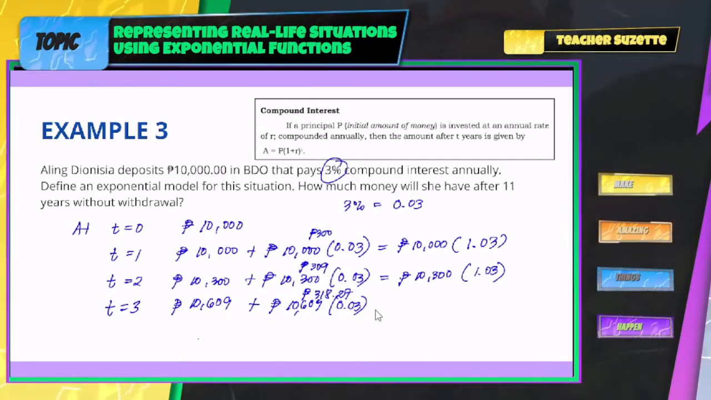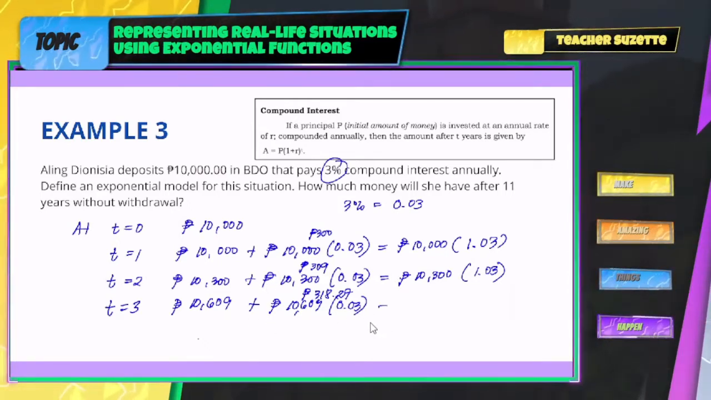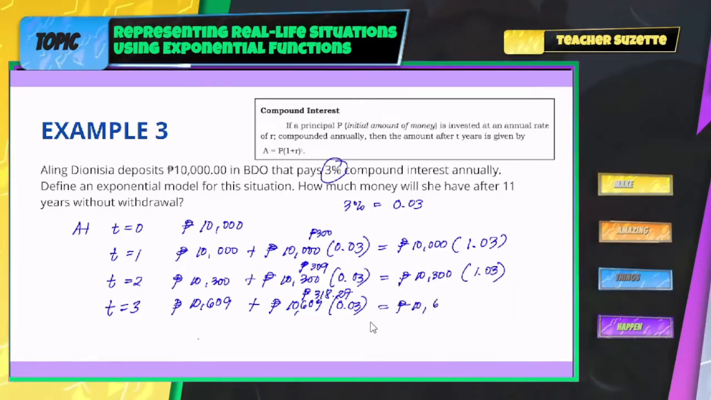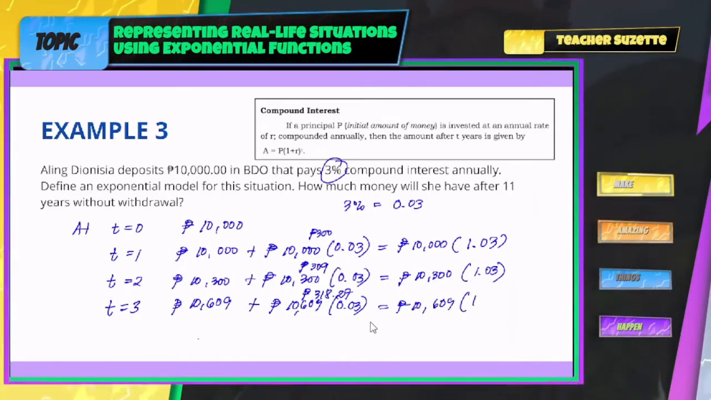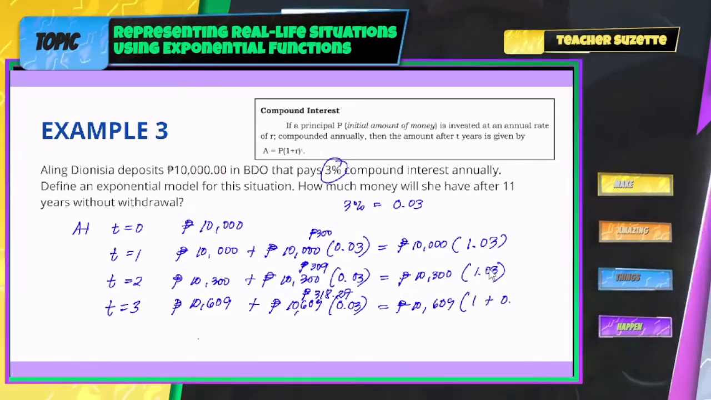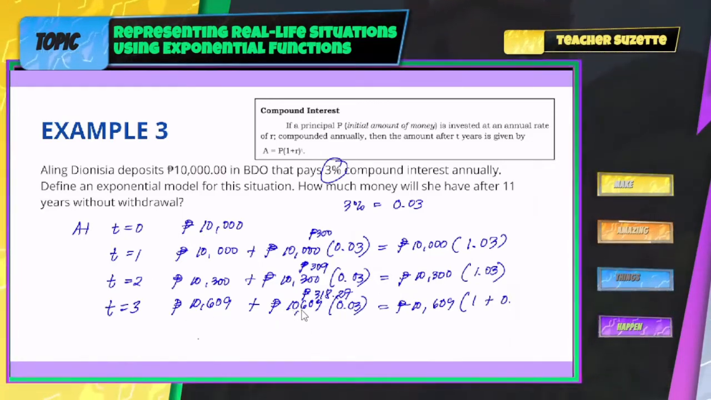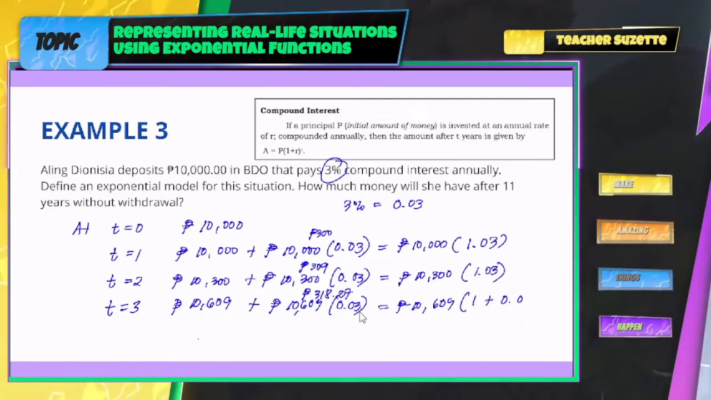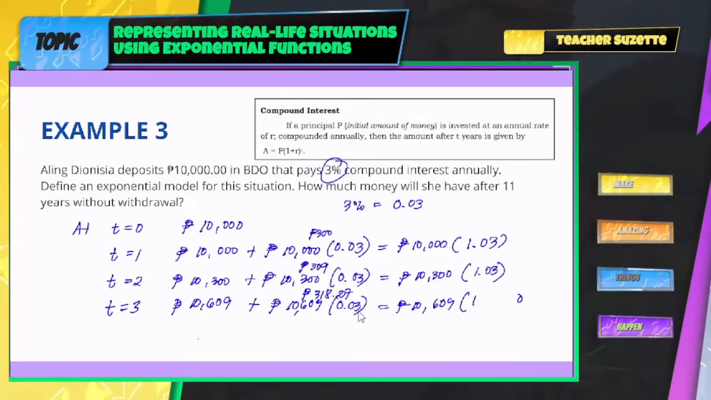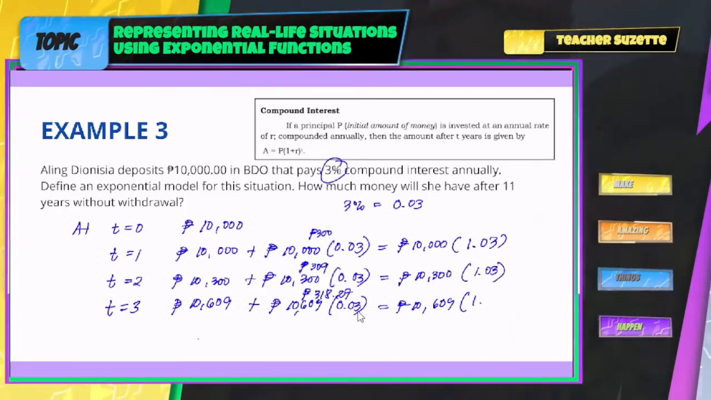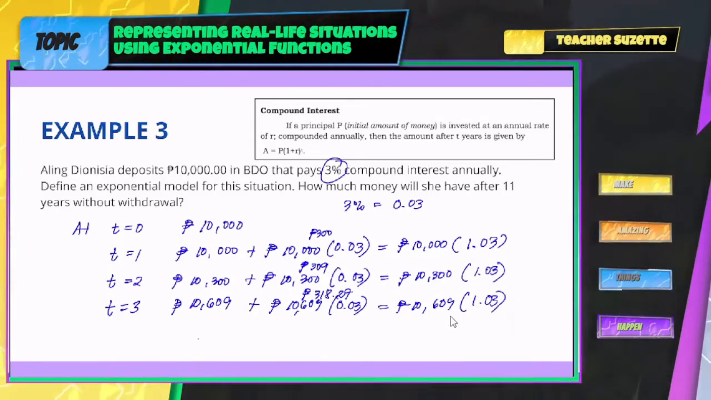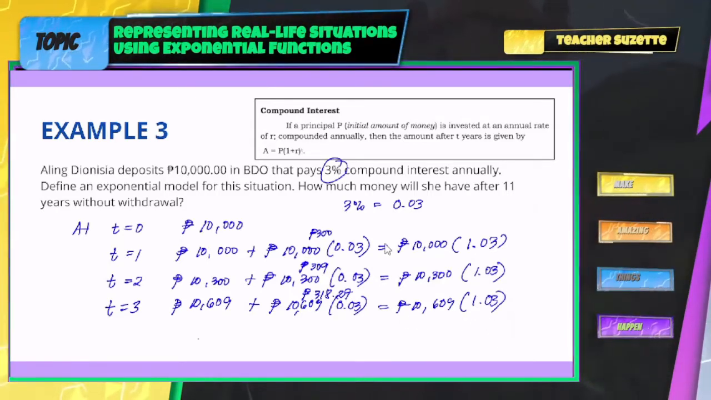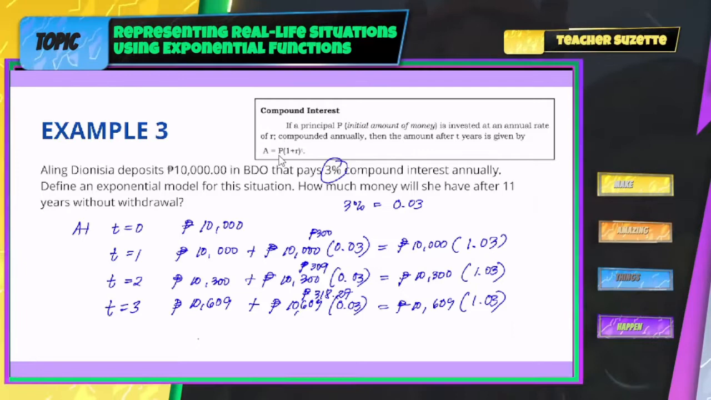Then, last, ganun din dito sa ating third, i-factor out natin yung 10,609 pesos. Then, 1 plus, matitira na lang dito. Pag finactor out ang 10,609, matitira is 1 plus 0.03. Then, simplify lang natin. Magkakaroon tayo ng 1.03 times 10,609 pesos. So, nakikita nyo po ba ito? Ayan, no? Kung i-compare natin sa ating formula, nakikita mo yung pattern.